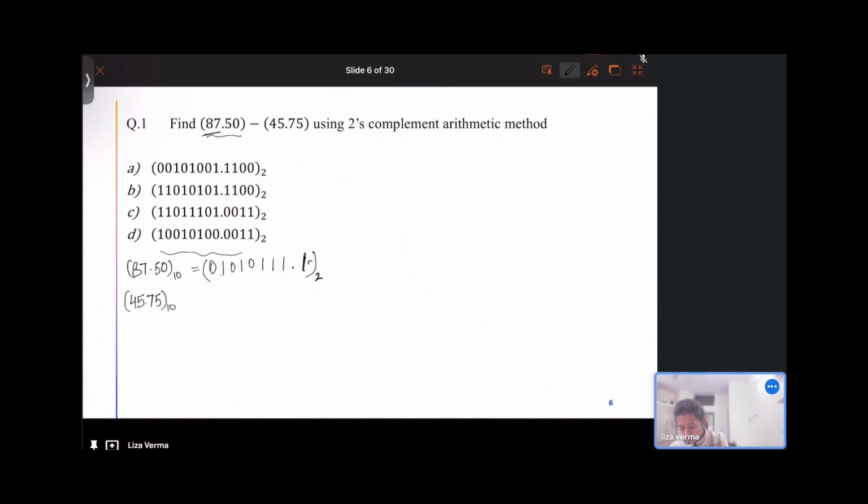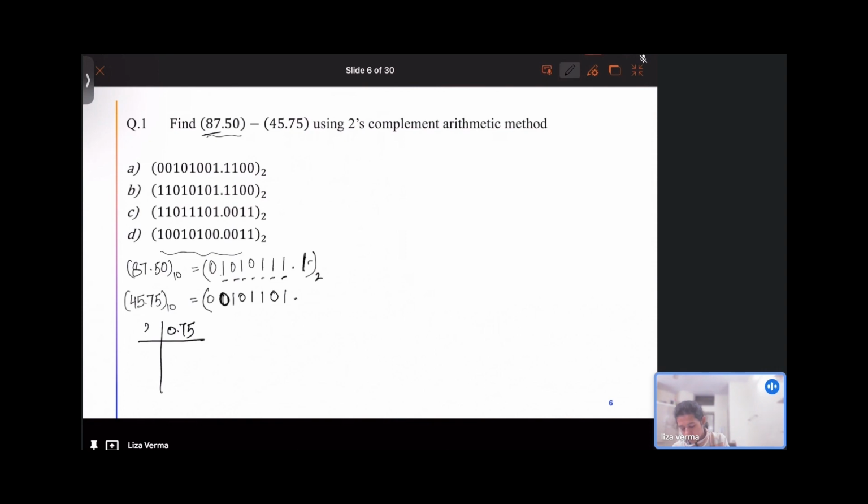45.75 in sign magnitude. For positive, the first bit will be 0, and how many bits are represented? 1, 2, 3, 4, 5, 6, 7. We'll have to represent 45 by 7 bits, but since there is no 64, the bit is 0, then 32: 1, 16: 0, 8: 1, 4: 1... 2: 0, and 1: 1. Point. Now how do you represent 0.75?